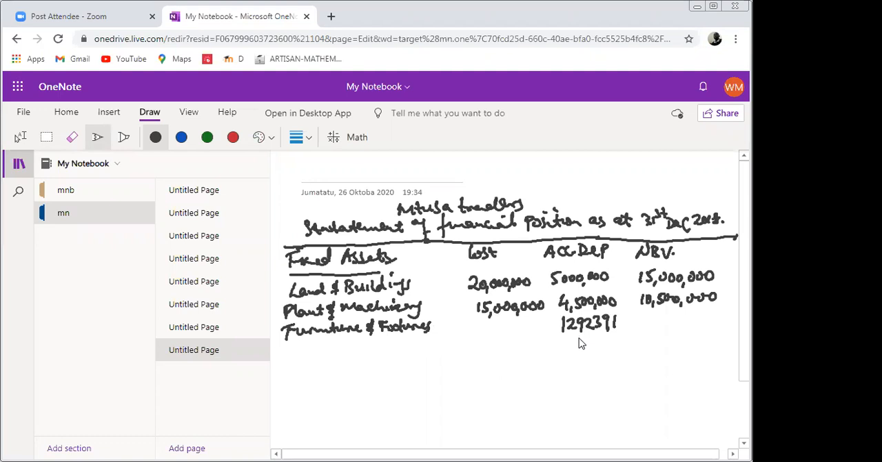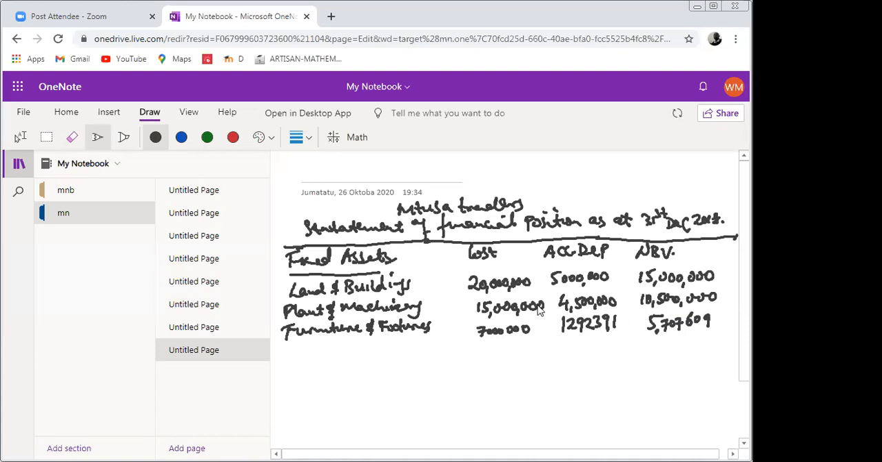So we need to capture the cost, which was 7 million. The cost of this is 7 million. So if you subtract the two, what would be the net book value? It's going to be 5 million, 707,609.